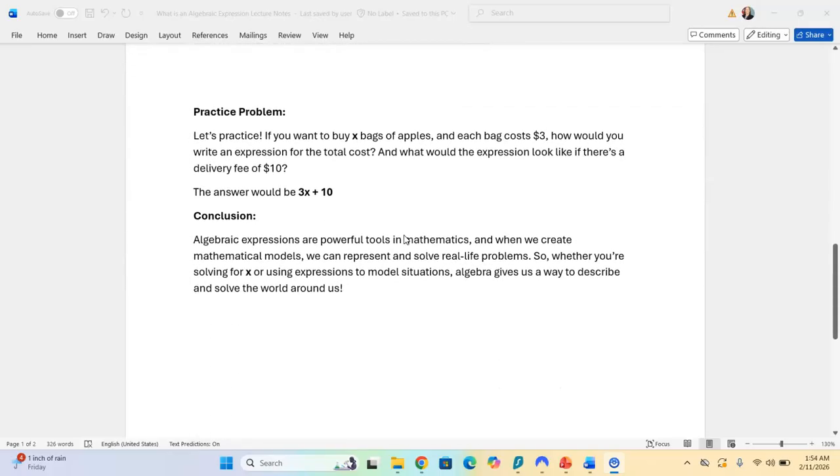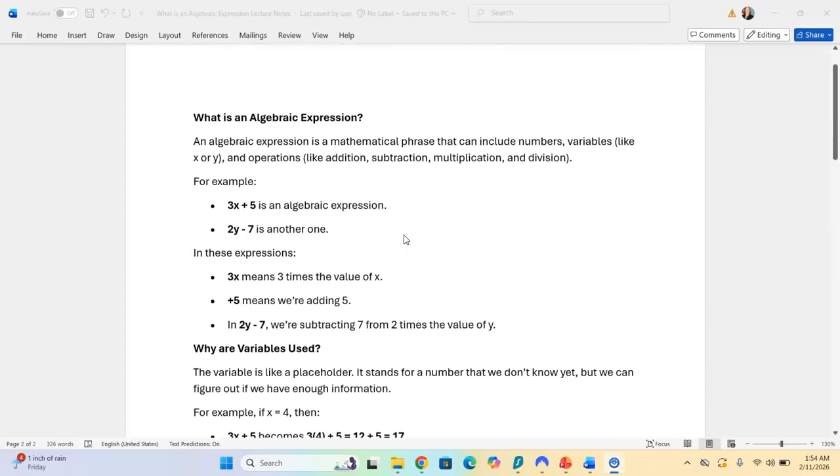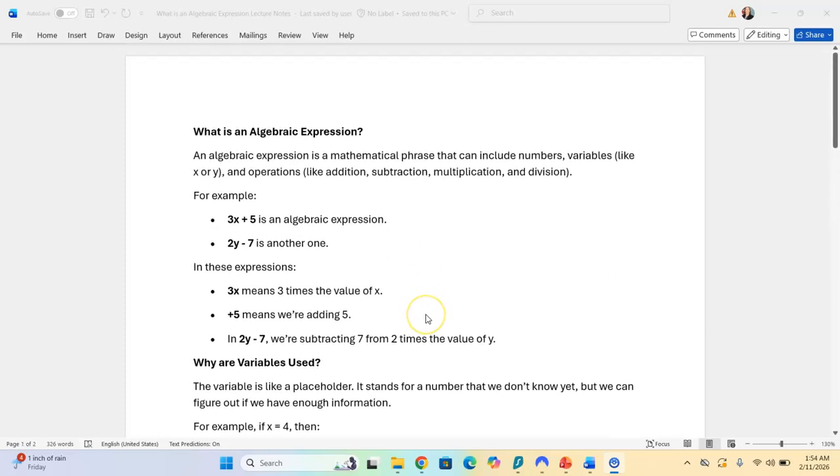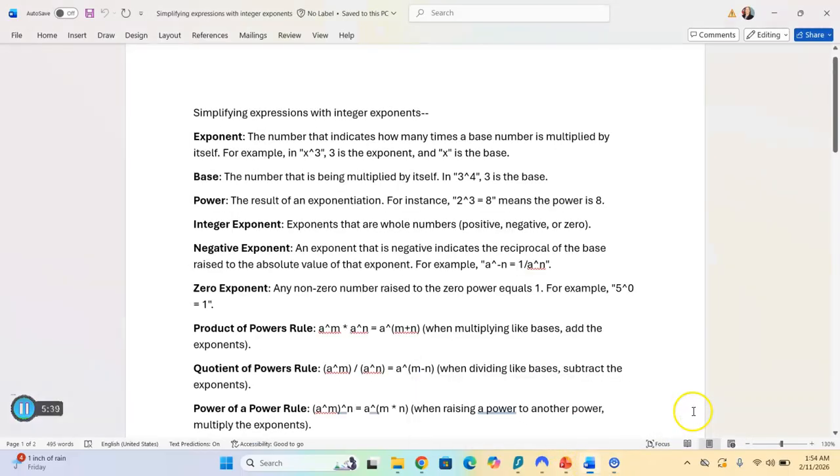And then as you recall, there's a practice problem. So I'm just posting this again because I think this is one of the set of notes that's going to be super helpful for you to be successful throughout the coursework. And then the other one was simplifying expressions with integer exponents.